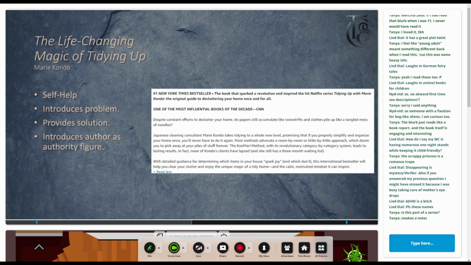One of the most influential books of the decade, CNN. Despite constant efforts to declutter your home, do papers still accumulate like snowdrifts and clothes pile up like a tangled mess of noodles? Japanese cleaning consultant Marie Kondo takes tidying to a whole new level, promising that if you properly simplify and organize your home once, you'll never have to do it again. Most methods advocate a room-by-room or little-by-little approach, which doom you to pick away at piles of your stuff forever. The KonMari method, with its revolutionary category-by-category system, leads to lasting results. In fact, none of Kondo's clients have lapsed, and she still has a 3-month waiting list.